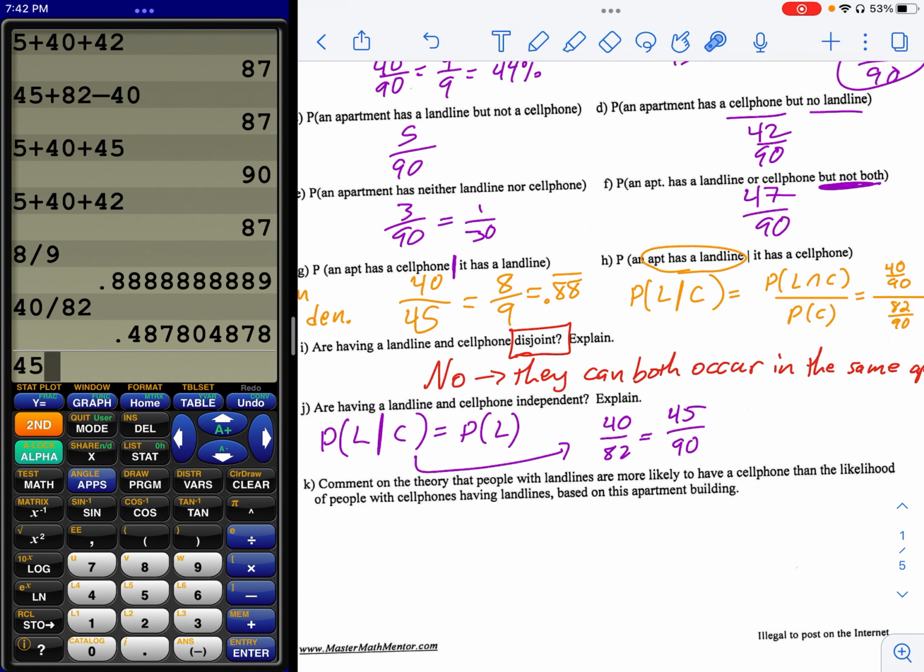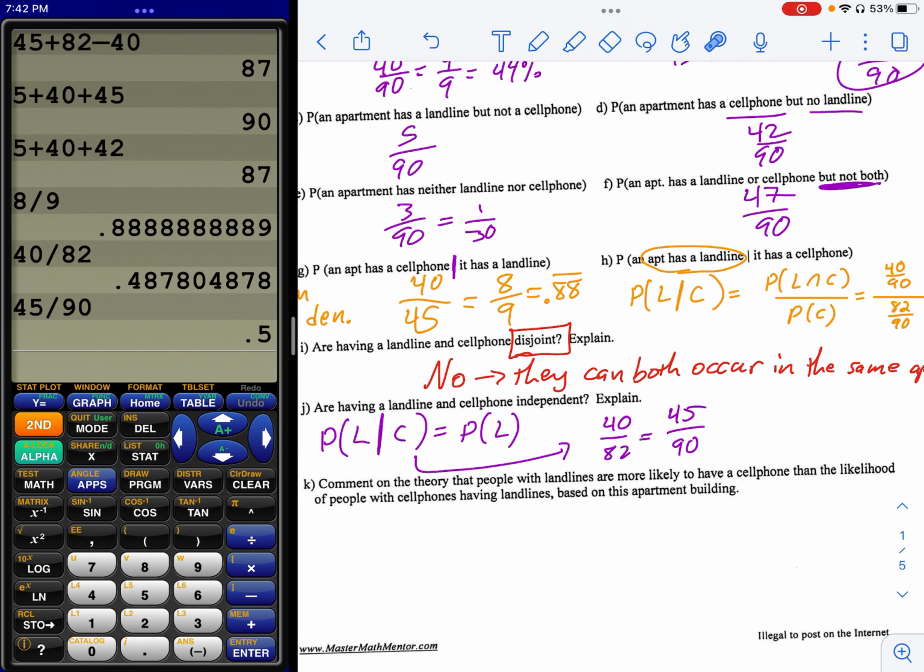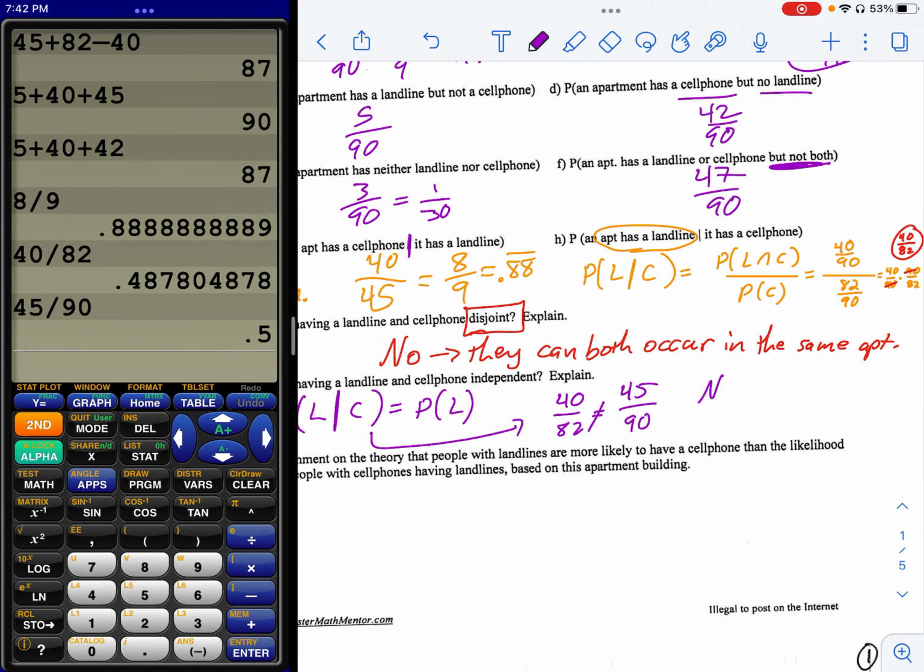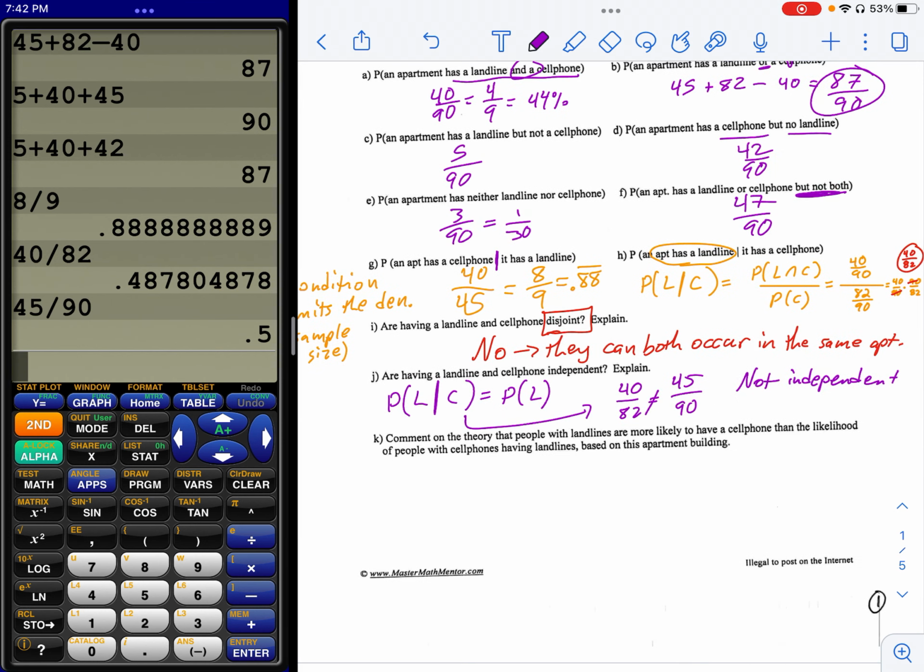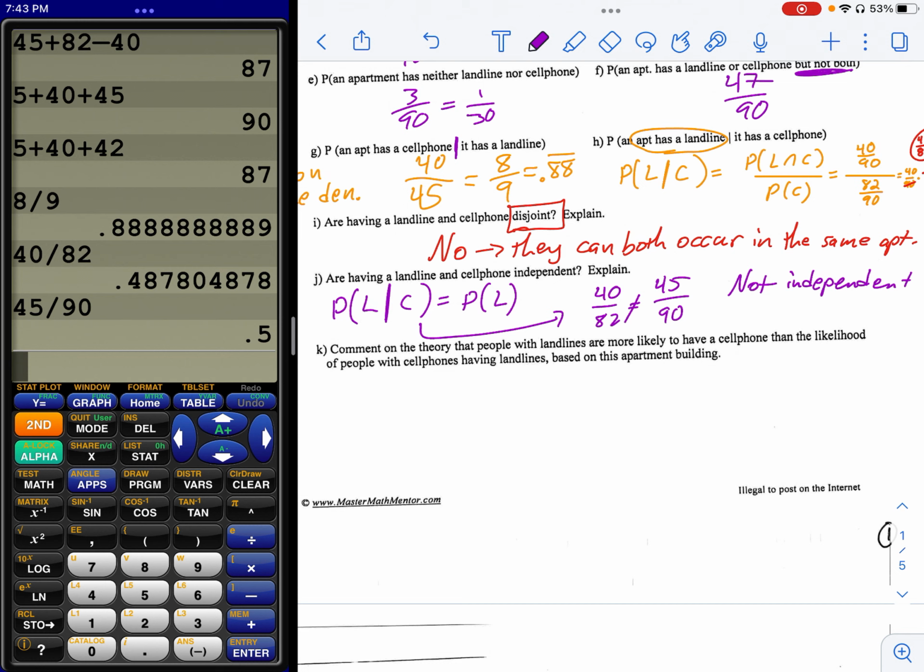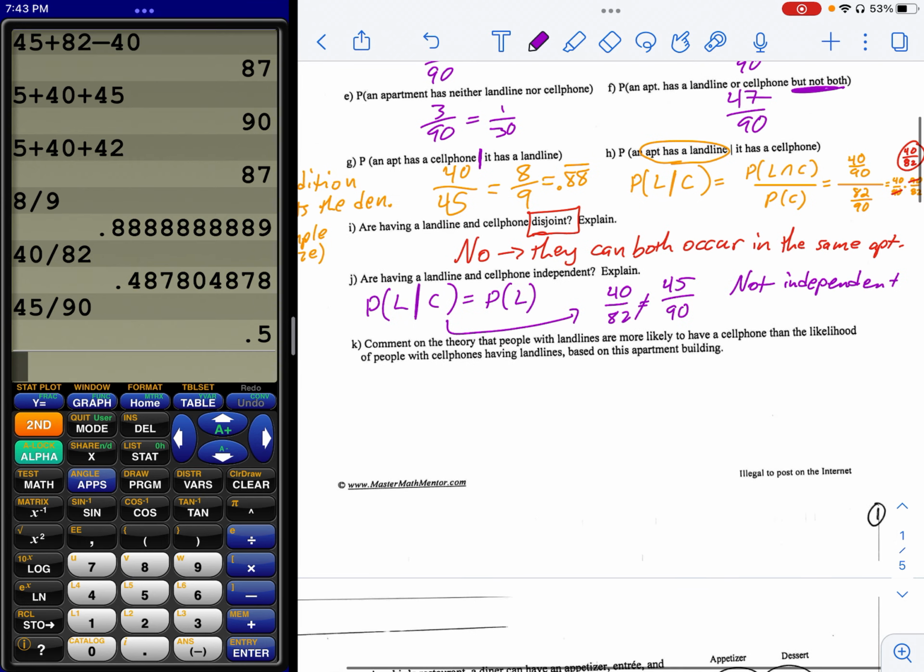And they need to check the decimals perhaps. 40 divided by 82, 45 divided by 90. They are not the same decimal. So these things are not independent. In other words, the condition of having a cell phone has an impact on having a landline, which makes sense to me. Okay, comment on the theory that people with landlines are more likely to have a cell phone than the likelihood of people with cell phones having landlines, based on this. This is a kind of conclusion type question in context.